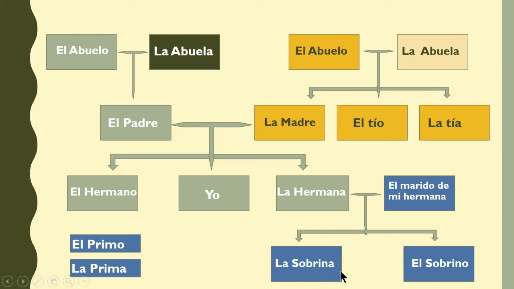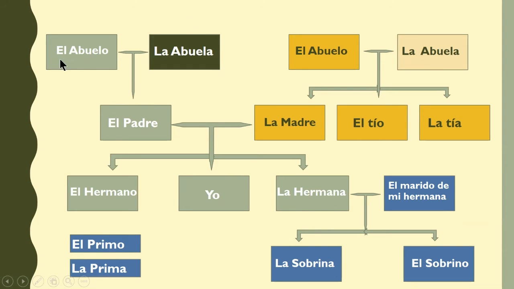La sobrina. La sobrina, the niece. El sobrino. El sobrino, the nephew. And for the cousins, the male cousin is el primo. El primo. The female cousin, la prima. La prima.